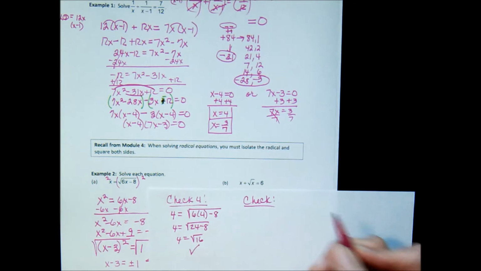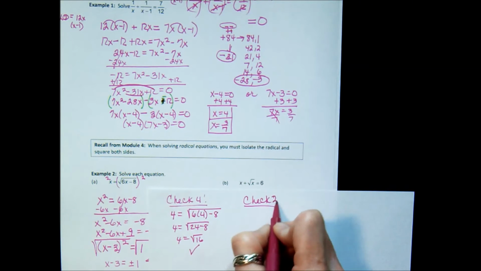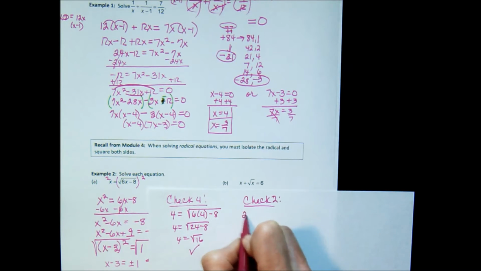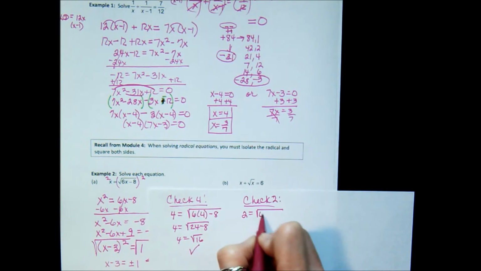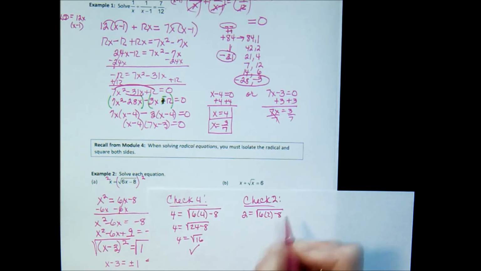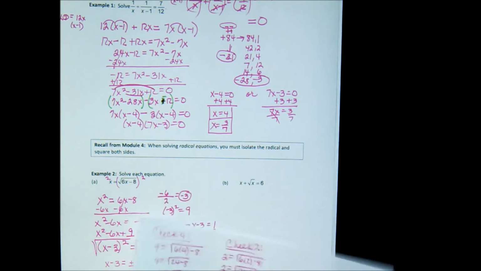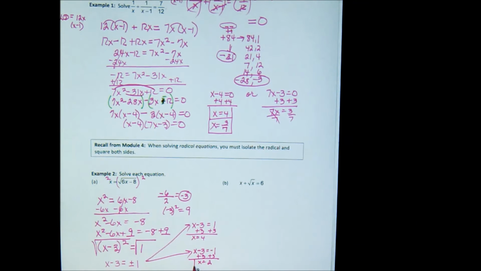Our other answer was 2. Does 2 equal the square root of 6 times 2 minus 8? I just put it back into my original equation. Does 2 equal the square root of 12 minus 8? Does 2 equal the square root of 4? Yes, it does. So in this particular case, both of our answers did check.